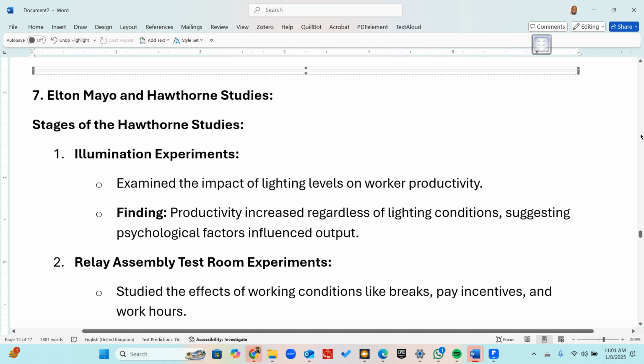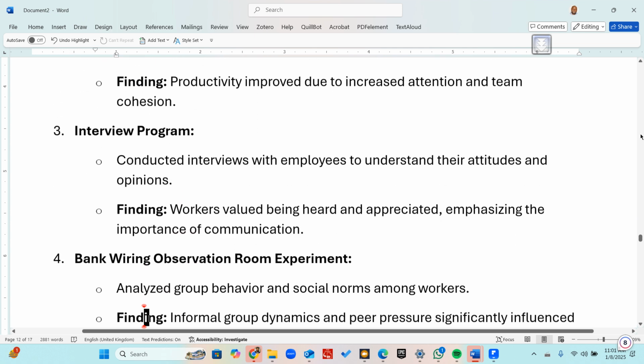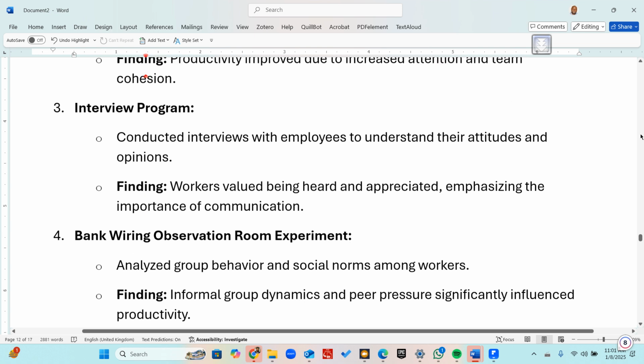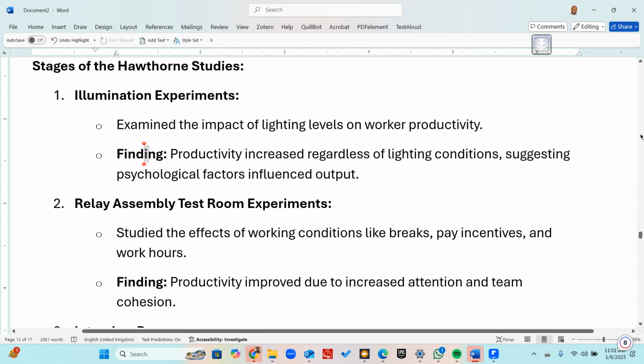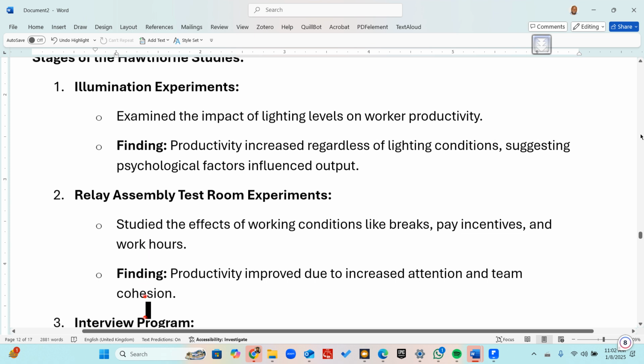So here for Elton Mayo and the Hawthorne studies, we have stages of the Hawthorne study: illumination experiment, relay assembly test room experiments, interview programs, bank wiring observation. Please take note of these four. The first one is lights, that regardless of the lighting condition, psychological factors improved output, that productivity increased. In the relay assembly test room, there are studies on working conditions like breaks, pay, and work hours and the rest. Productivity increased due to attention and team cohesion.